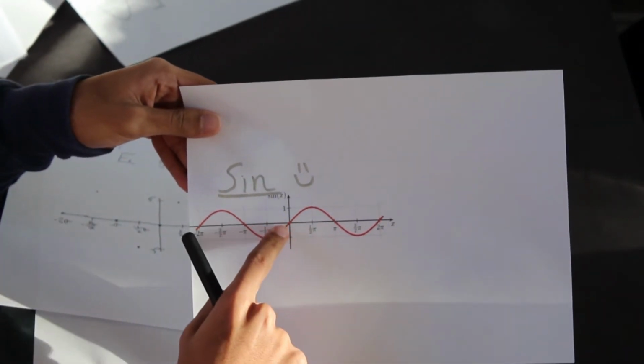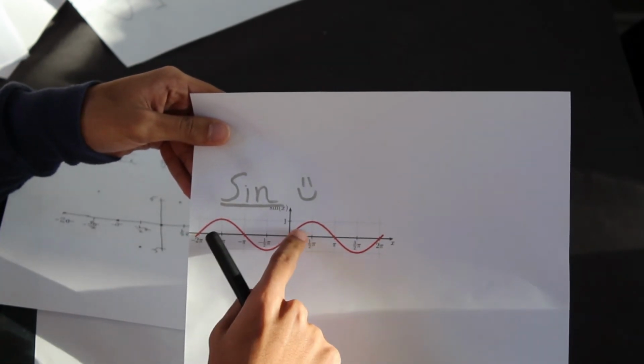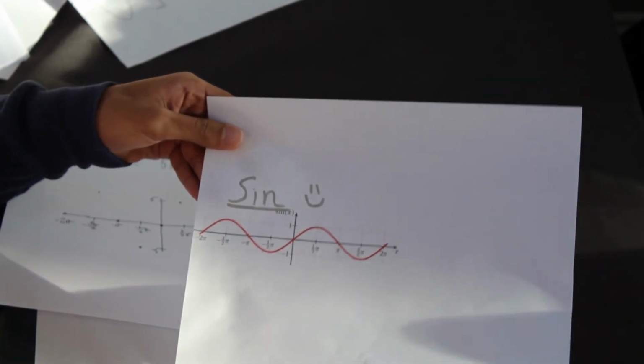So as you can see in the original sine graph, our amplitude is just, it's not there, so the wave just goes to 1 and -1. The amplitude's 1. That means it's a straight line.